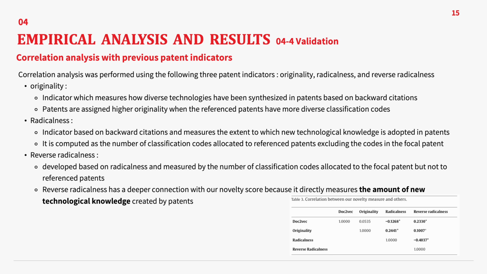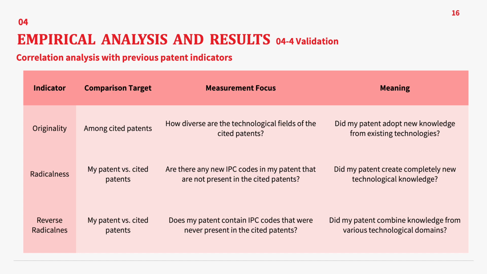Radicalness is another citation-based indicator that measures how much new technological knowledge is adopted in a patent. It is calculated by counting the classification codes in referenced patents that do not appear in a focal patent. Reverse radicalness, on the other hand, is derived from radicalness but focuses on the number of classification codes assigned to a focal patent but not to its reference patents. Since it directly measures the amount of new technological knowledge created by patents, it has a stronger connection with the novelty score, which is suggested in this paper. Here's a table summarizing the 3 indicators mentioned just before.